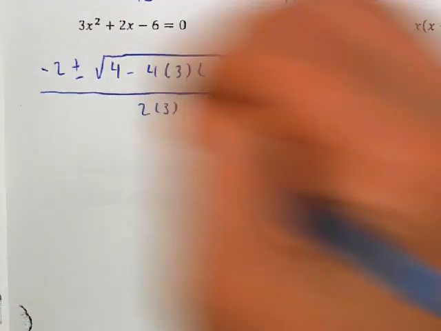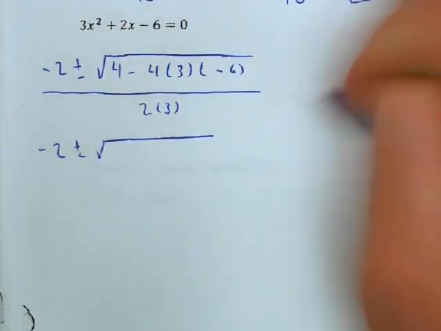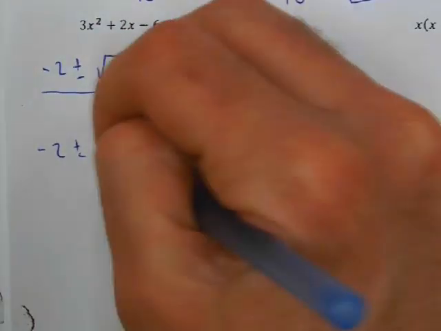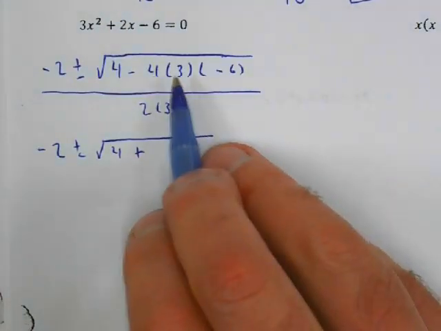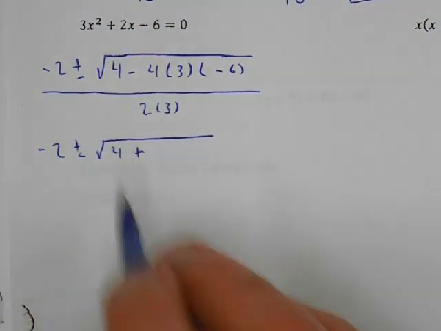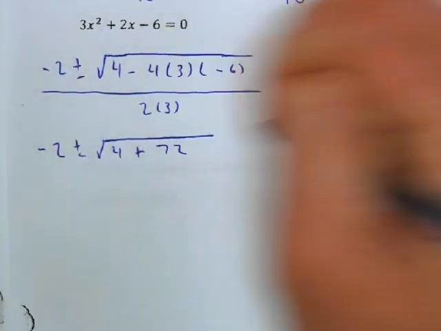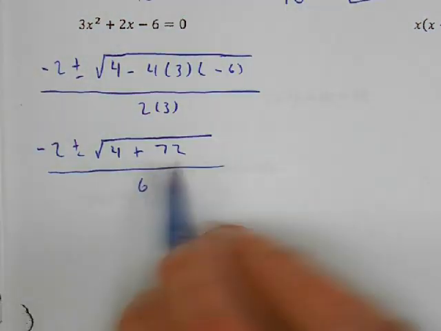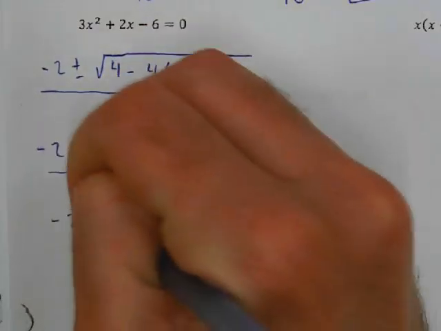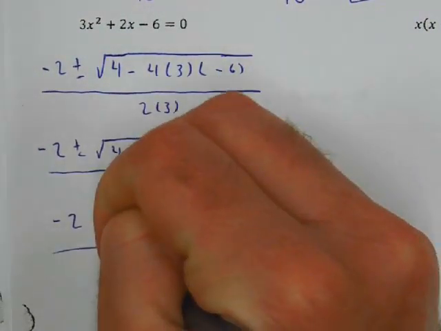Okay, and then we want to start simplifying, so we get negative 2 plus or minus the square root of, let's see, this is going to be 4 minus a negative, so 4 plus, and then 4 times 3 is 12, times 6, we get 72. Sorry, 72. I was thinking ahead again. Over 6. So negative 2 plus or minus the square root of 76 over 6.